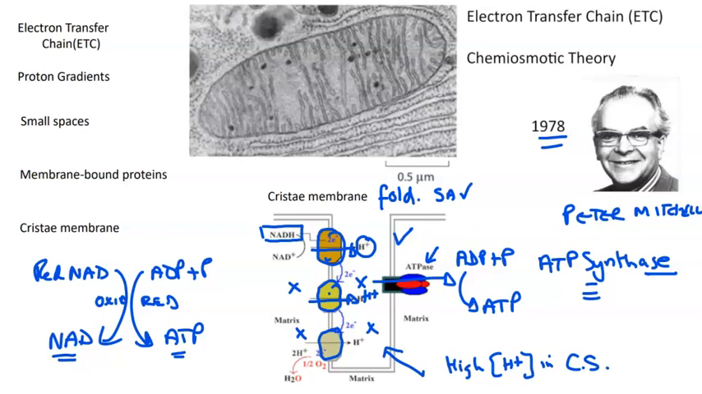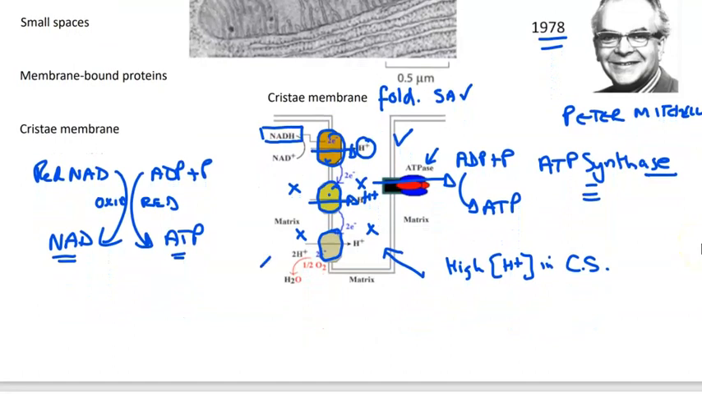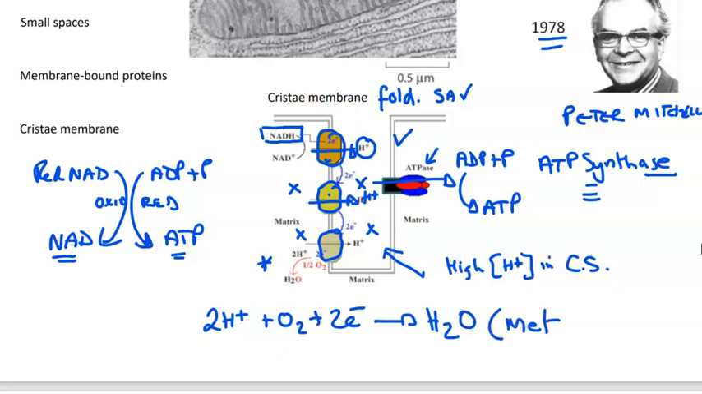An important aspect of Mitchell's chemiosmotic theory occurs here. The electrons coming from the third and final protein pump need to be absorbed, and this is achieved through the combination of using hydrogen ions and oxygen and mopping up those electrons, and this results in the formation of water. This water is known as metabolic water.